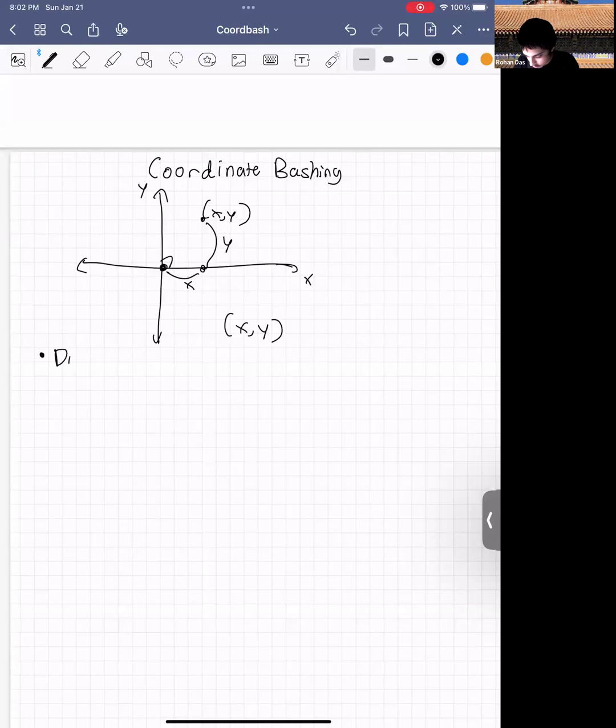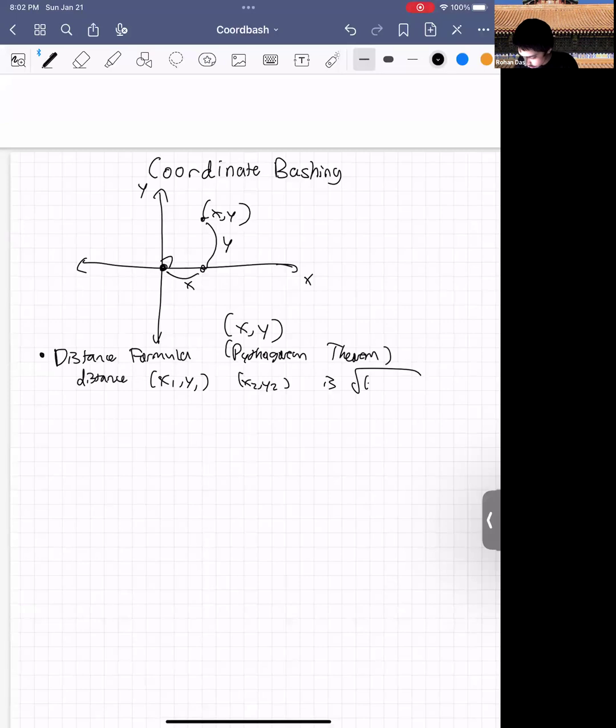One is the distance formula, which is basically just the Pythagorean theorem. The distance between (x1, y1) and (x2, y2) is the square root of (x2 minus x1) squared plus (y2 minus y1) squared.